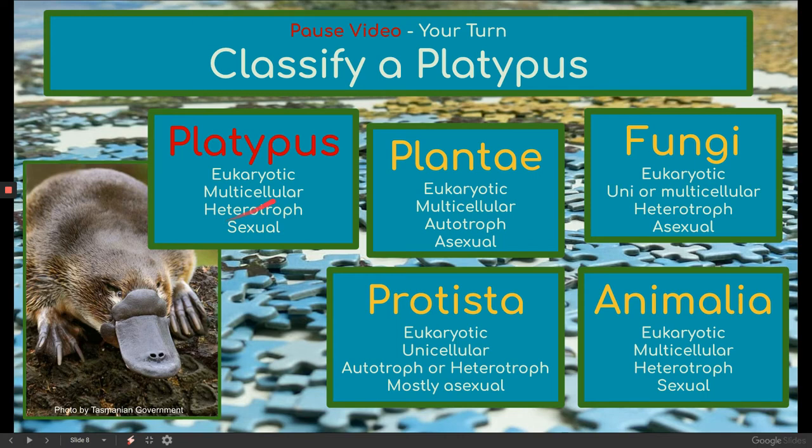In just a moment, I'm going to ask you to pause your video because it is your turn to classify an organism, and you're going to classify a platypus. Platypuses are eukaryotic, multicellular, heterotrophs, and they are sexual in reproduction. Go ahead and pause your screen and try your hand at classifying a platypus into one of these 4 kingdoms.